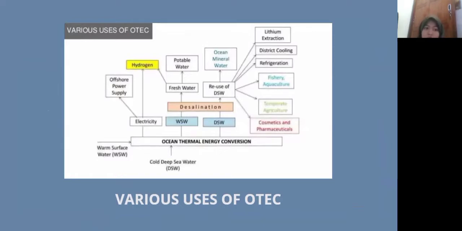In addition, the cold water that the ocean thermal energy conversion plant draws from the ocean depth is rich in nutrients, and this can be used to provide an environment for aquaculture. The combination of electricity generation, potable water production, and aquaculture can make multipurpose ocean thermal energy conversion systems economically viable in the future.